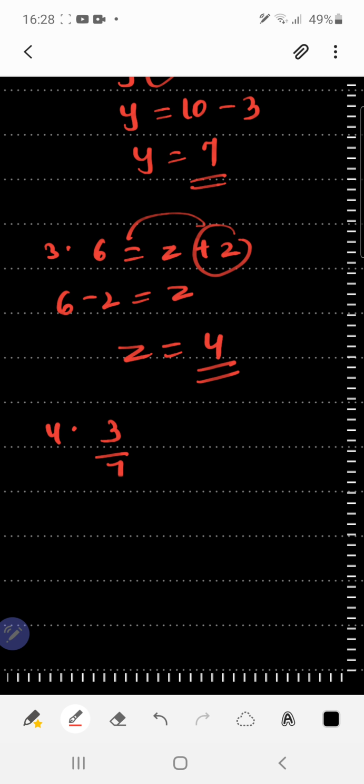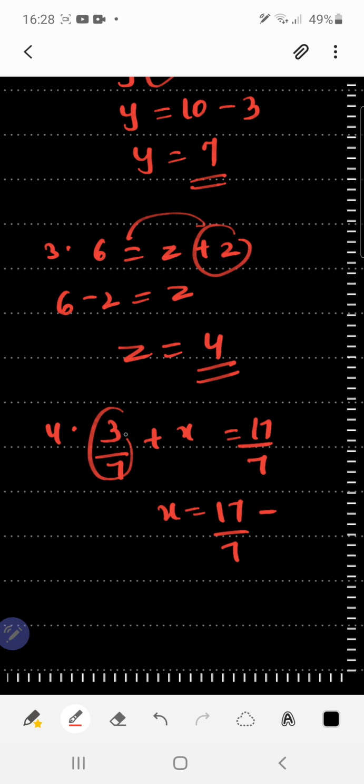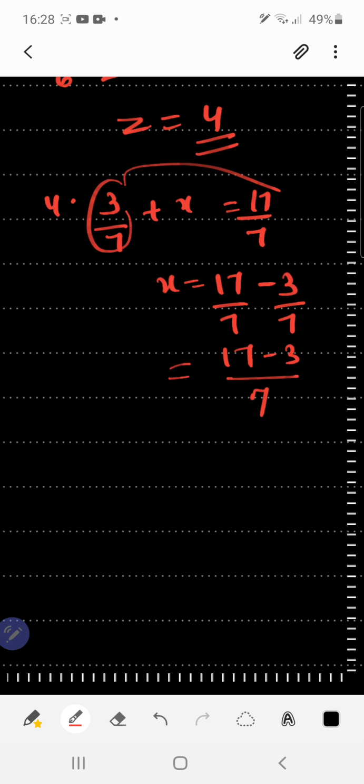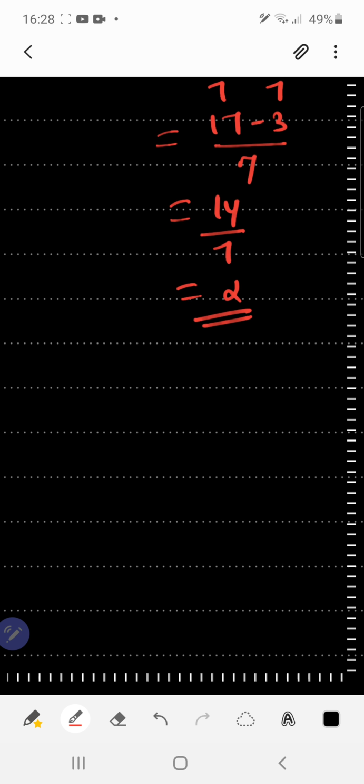Then I have 3 upon 7 plus x is equal to 17 upon 7. My dear kids, I'll take this x here, keep this x here, 17 upon 7 here, and this 3 upon 7 will go into subtraction and it will become minus 3 upon 7. 7 is a common denominator, so 17 minus 3, my dear kids, that will be 14 upon 7. Your final answer will be 2.